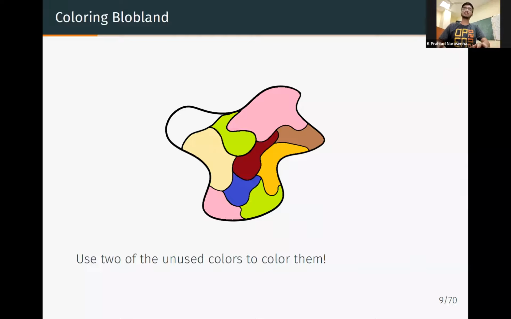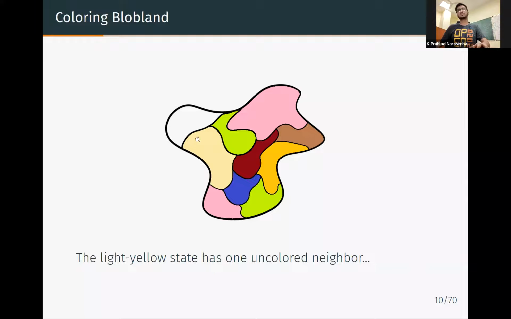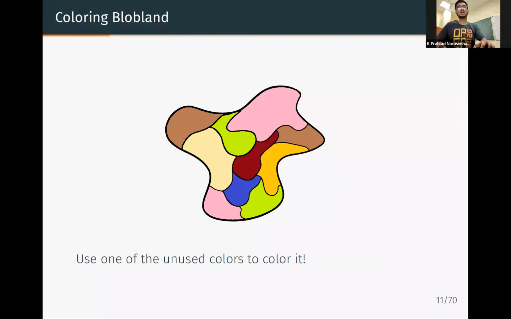Now you can do the same thing for the uncolored state which is a neighbor of this light yellow state. Just color it with 1 color that is not being used by any of the yellow state's neighbors. I can do this because we've used as many colors as there are neighbors of the state with the maximum number of neighbors. Therefore I can color this. So I've colored Blobland now with 7 colors.